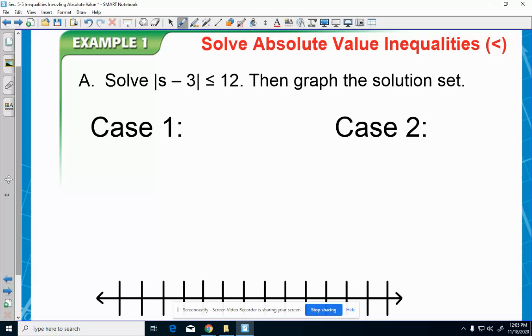Give me something else. What's 21 minus 3? 18? Absolute value of 18 is 18. 18 is not less than or equal to 12. So I got 15, negative 9, and 0. Got those 3 so far.